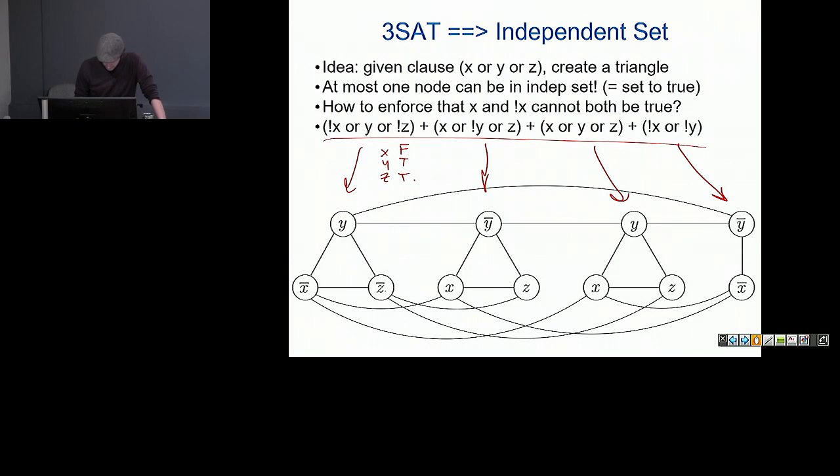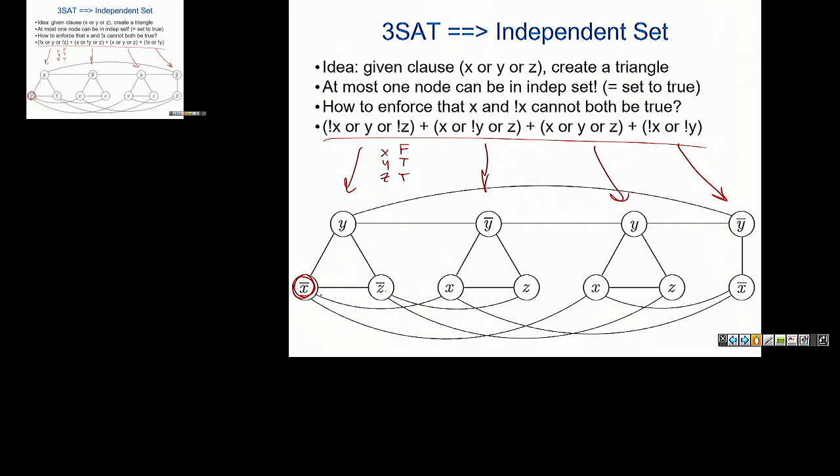In the first clause, I could choose either Y or not X for my independent set. So let's just choose one of them, say not X. So that's going to be in the independent set. For the next clause, I only have Z, so I'm forced to choose Z for that one. Next clause, I could choose Y or Z. Sure, let's choose Z again. And then for the last one, I guess I have to choose not X. Okay. So I never chose a not X and an X, and vice versa.